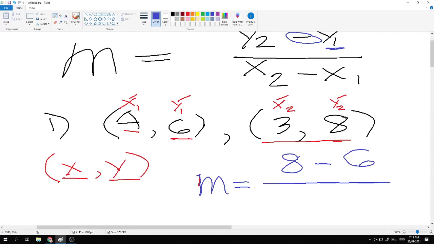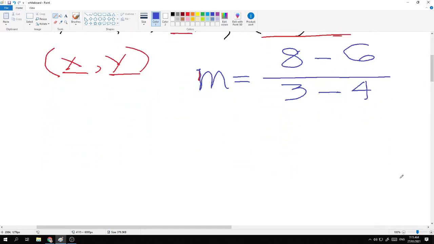Okay. What about the value of x sub 2? 3. Okay, you're right. 3 minus, what's the value of x sub 1? 4. Okay. Let's solve this now. We have, you do the operation. 8 minus 6? 2. 3 minus 4? Negative 1. Oh, what is 2 divided by negative 1?